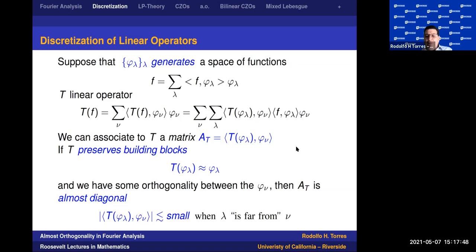And if there's some orthogonality between the phi lambdas, then the entries of these matrices, maybe they're not quite 0, but they are very small if lambda and nu are very different in some sense. If it were a perfect orthonormal basis of eigenvectors, then of course this will be 0 unless lambda is equal to nu, but we don't hope for that much. We have a matrix that will be almost diagonal, if not diagonal.